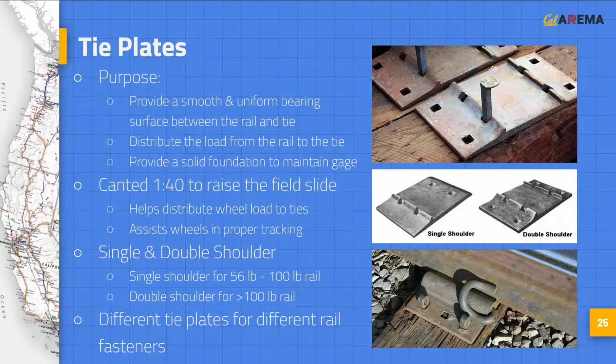Next, we have the tie plate. The purpose of the tie plate is to provide a smooth and uniform bearing surface between the rail and tie, distribute the load from the rail to the tie, and provide a solid foundation for the rail to help maintain gauge.